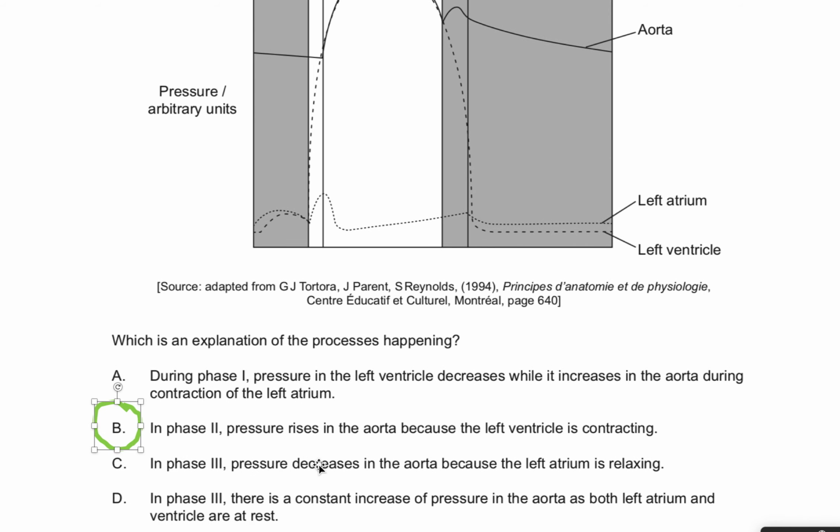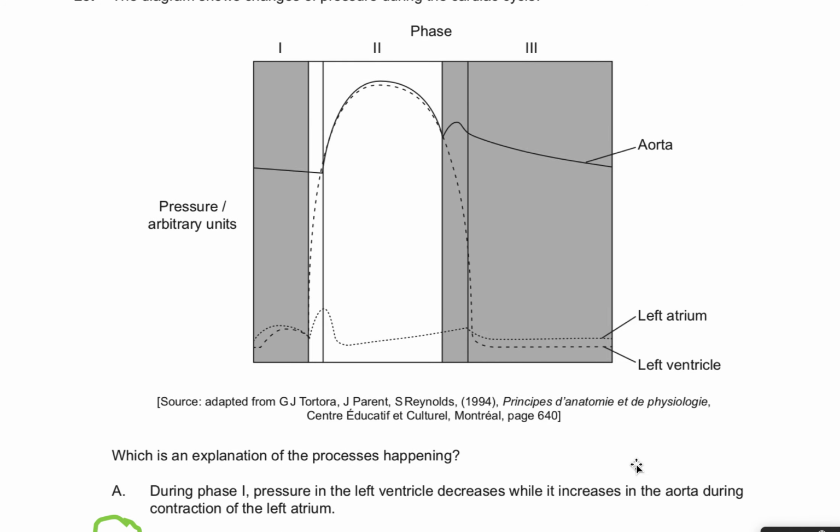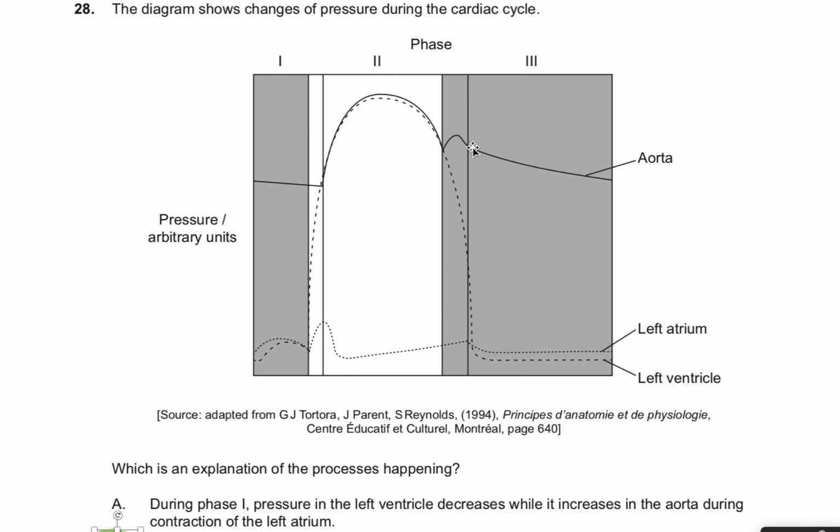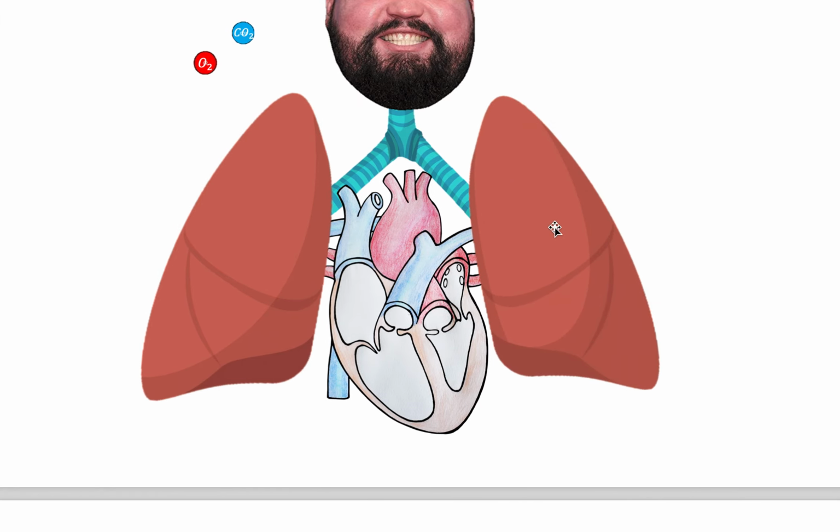In phase 3, pressure decreases in the aorta because the left atrium is relaxing. So is the pressure here decreasing because the left atrium is relaxing? It is true that the pressure in the aorta is decreasing, but is it decreasing because of the left atrium relaxing? No, it's decreasing because of the left ventricle relaxing. So let's look at it.